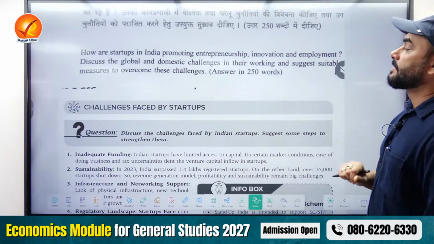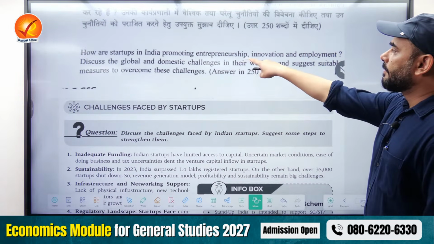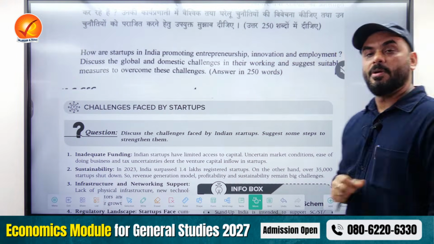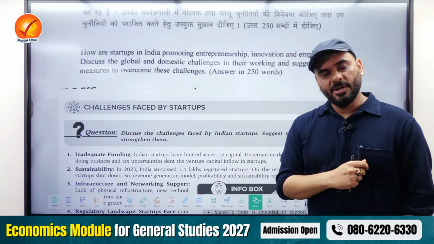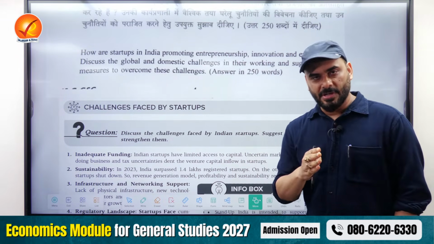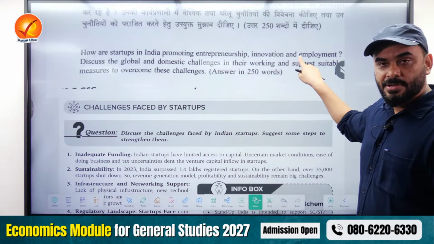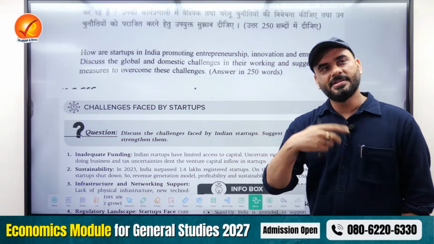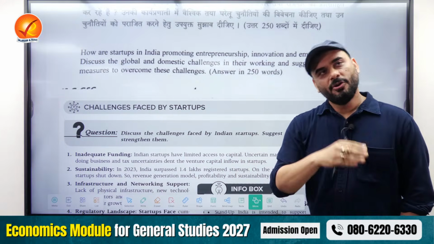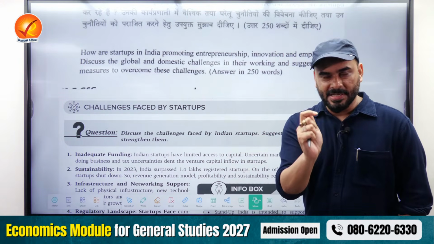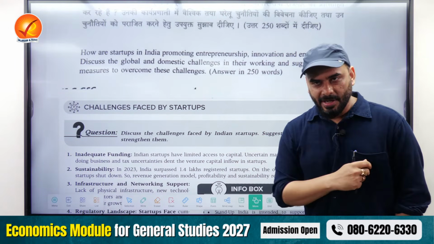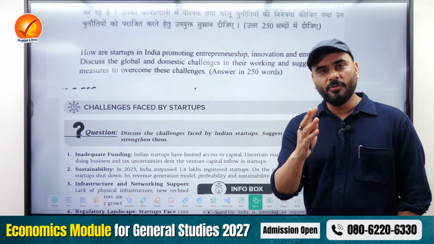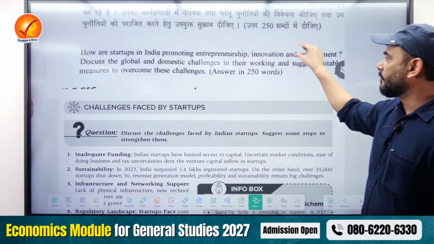Read this question, please. It says, how are startups in India promoting entrepreneurship, innovation, and employment? Which means that you have to argue what is the contribution of startups in these three areas, which means some qualitative statement is to be written that they create self-employment plus wage employment. And you also have to write some facts and data. Just say there are roughly 2 lakh startups in India. They generate employment of roughly around 15 lakhs. These are the kind of things that you have to write.